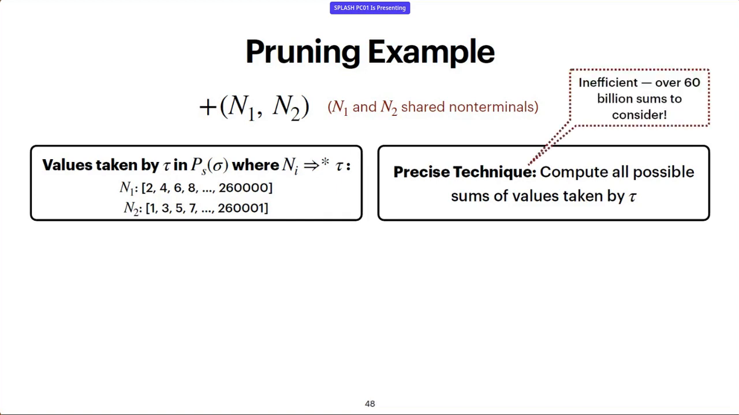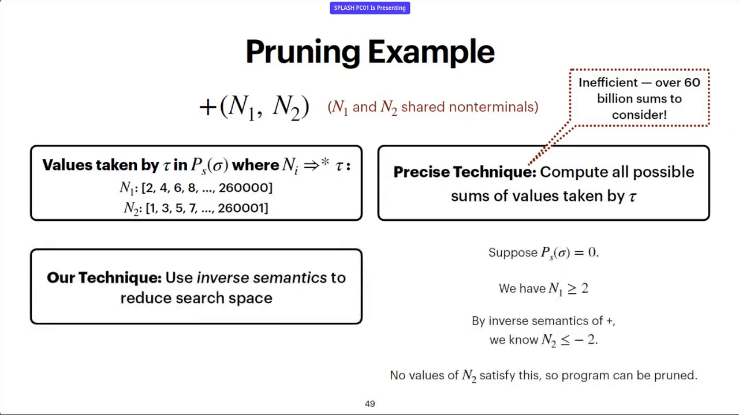Unfortunately, as you might be able to intuit here, while this is sound and precise, it's certainly not efficient, right? So computing all these sums, there's, I think, over 60 billion sums to consider just in this simple example. So what does our technique do? Our technique takes advantage of the inverse semantics of operators in our language to reduce the search space.